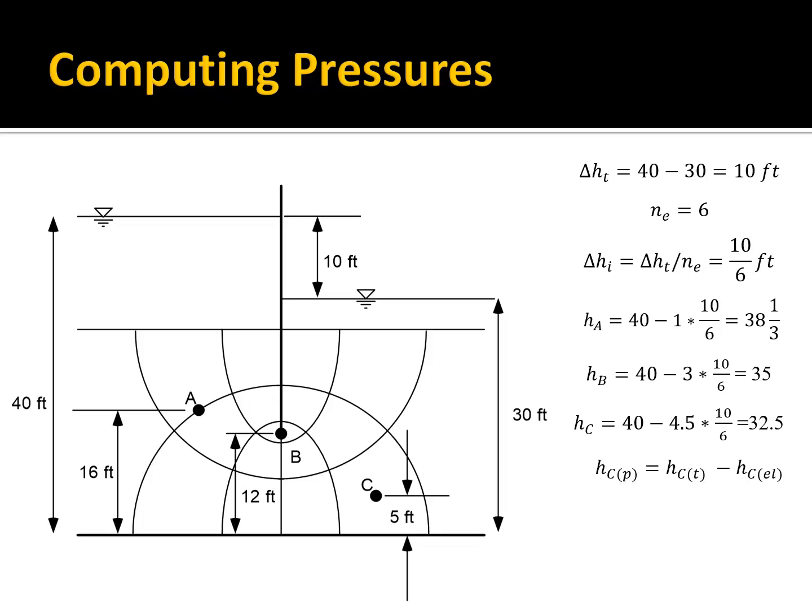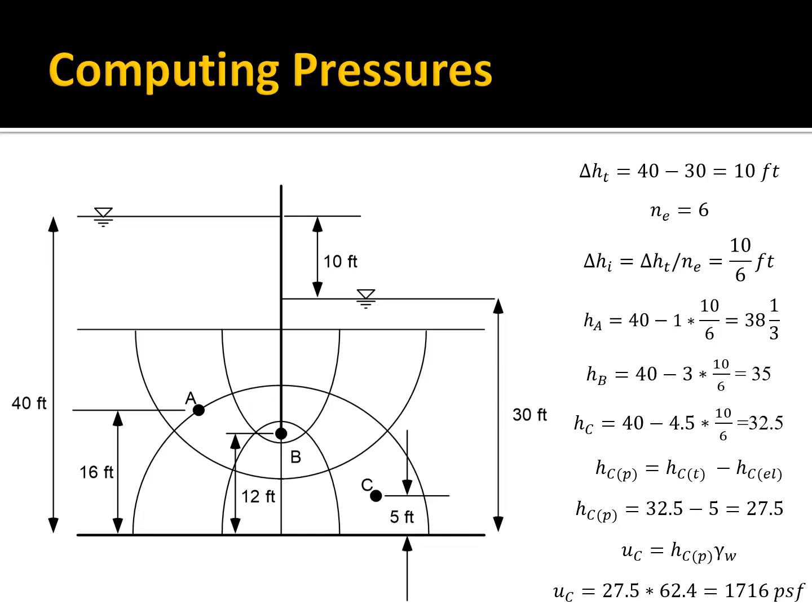Now for point C, if we want to know what the pressure is there, the pressure head at C is equal to the total head minus the elevation head. The total head is 32.5, the elevation head is 5, so the pressure head at point C is 27.5. If we want to get the pore pressure at point C, it's equal to the pressure head times the unit weight of water. 27.5 times 62.4, we get 1,716 pounds per square foot.